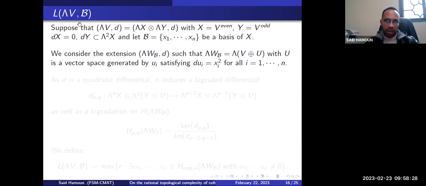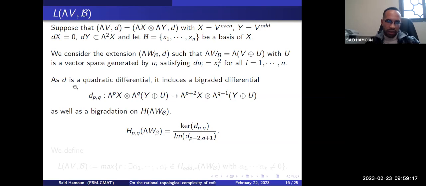To make ideas clearer about the invariant L, we consider a Sullivan model lambda V, d which is pure, coformal, and also elliptic, where X is V even and Y equals V odd, and B is a basis of X. The first thing that we do here is to extend the Sullivan model lambda V to lambda W by associating to each xi an element Ui satisfying that the differential of Ui is the square of xi.